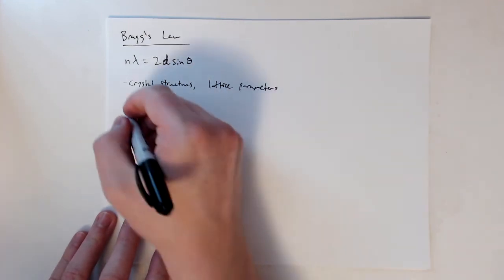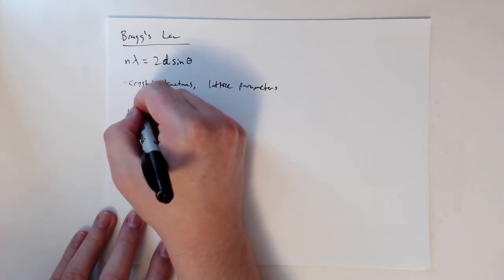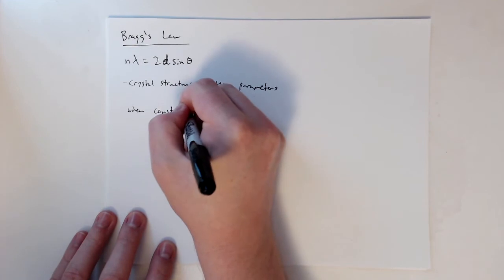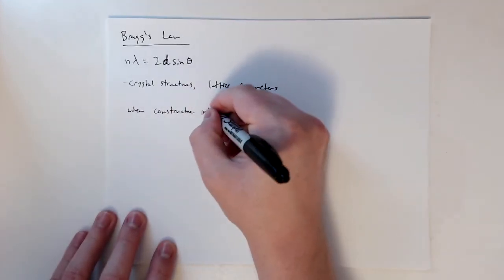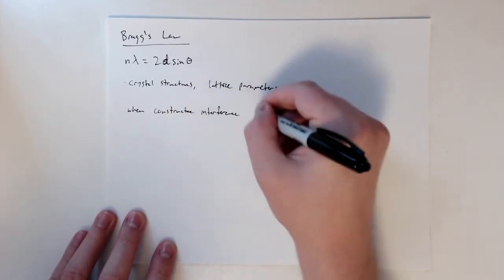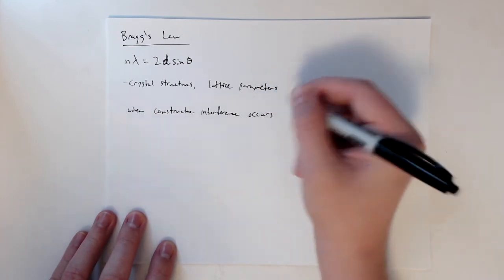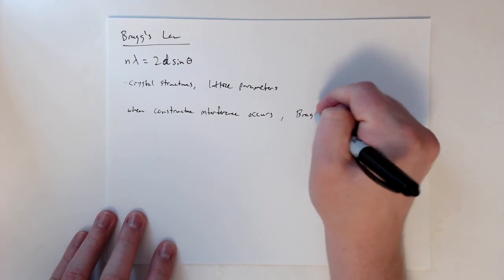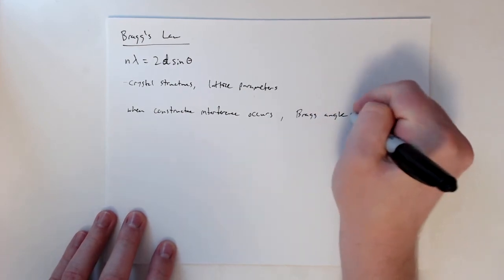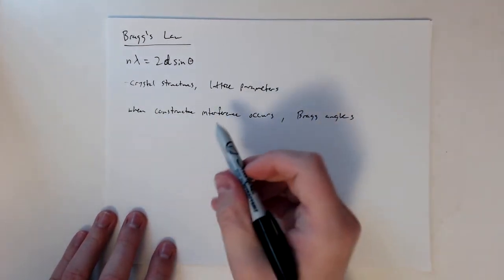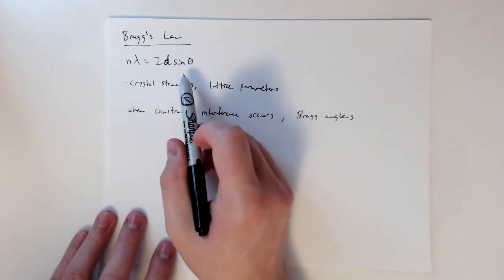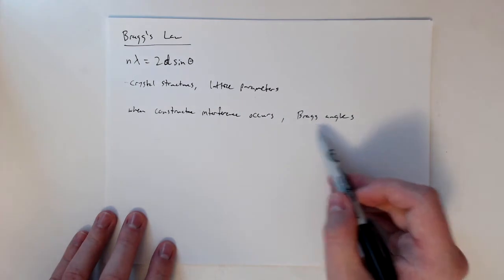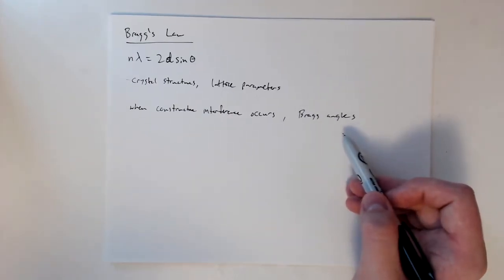So when constructive interference occurs, at those angles, those are known as Bragg angles. So every angle that we use in the experiment doesn't result in constructive interference. Only at specific angles known as Bragg angles does that occur.